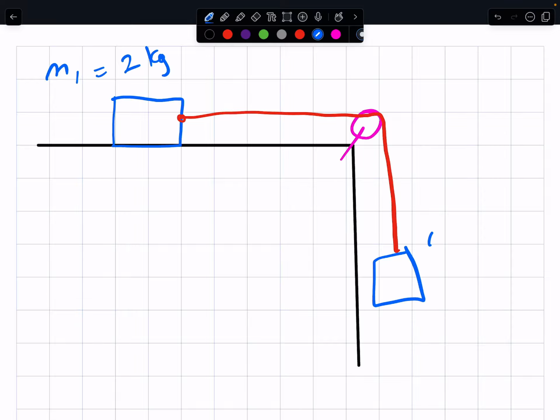Oh, you know what? Let's make it 2 kilograms. And then what we're going to say about this surface right here is that there's no friction.